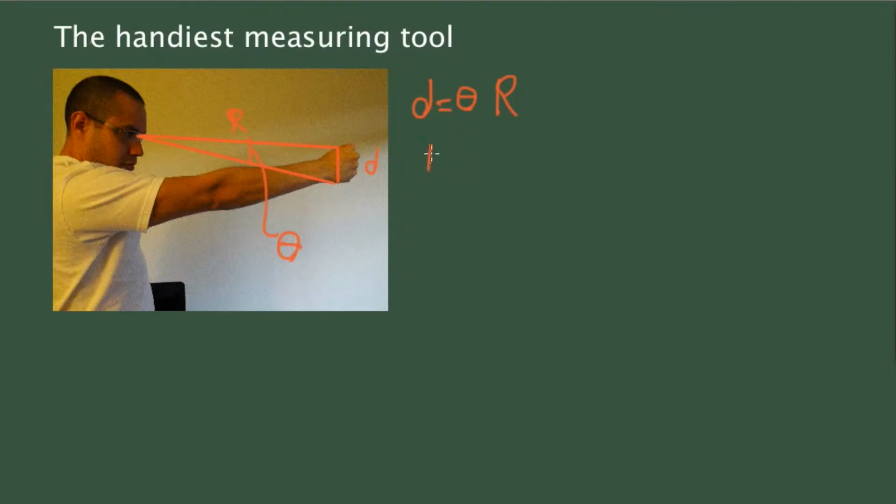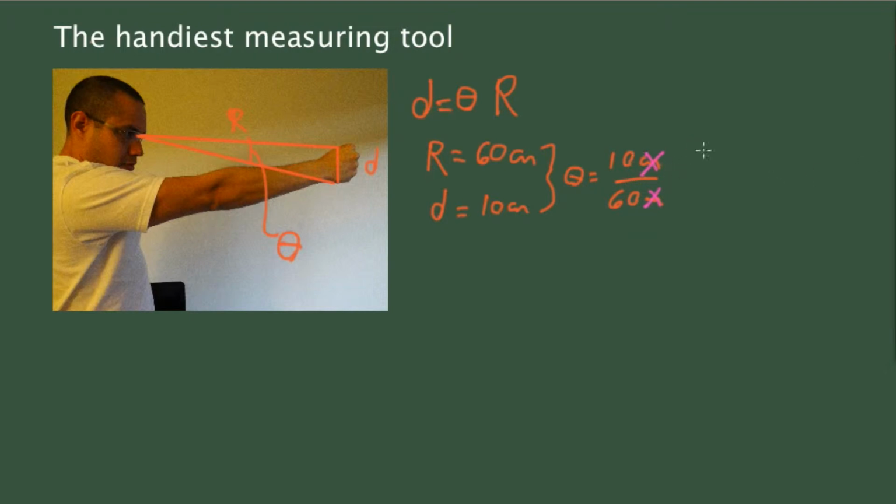I did the measurement for my arm and I got R equal to 60 centimeters. I measured my fist and I got the width of my fist, D, equal to 10 centimeters. So if I grab these two numbers and calculate theta, theta is equal to 10 centimeters divided by 60 centimeters. The first thing I notice is that these units cancel, so I don't have to worry about using the metric system. I can use inches if I want to.